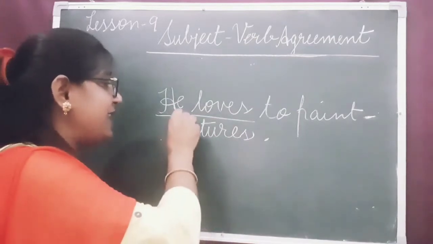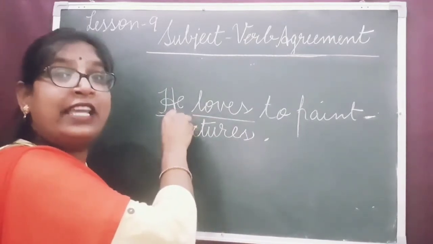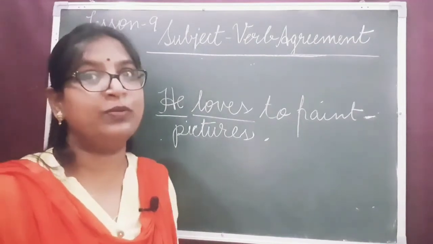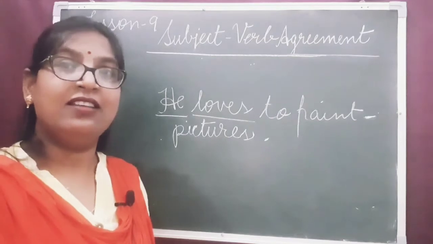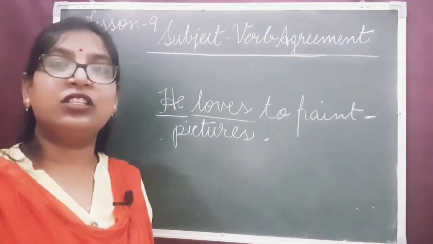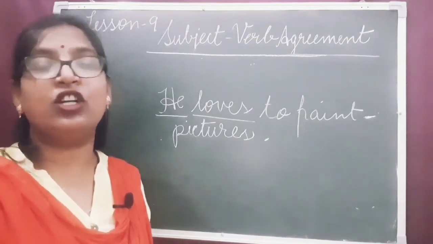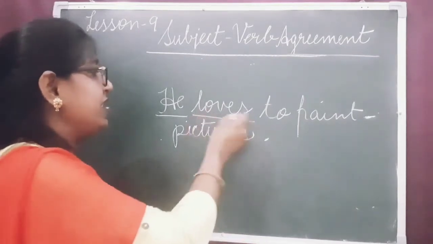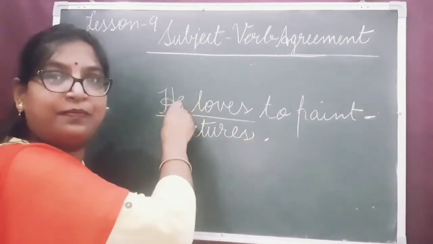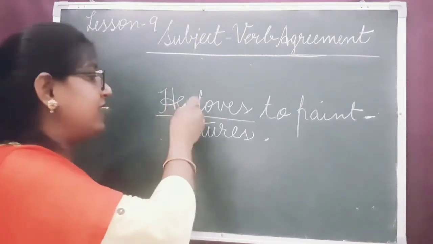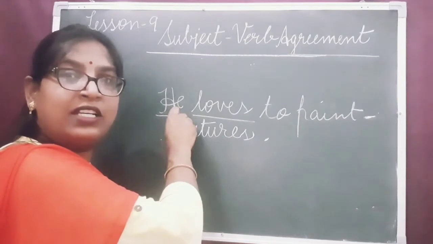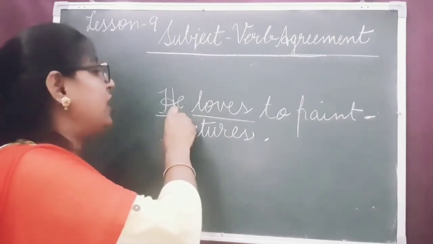And here we can see it is singular in number. We are talking about a singular subject. And what person is it? He. It is third person. Third person means it denotes the person or thing being spoken of or about. He is here. Somebody is talking about him. It is the third person because this subject is being spoken of or about.